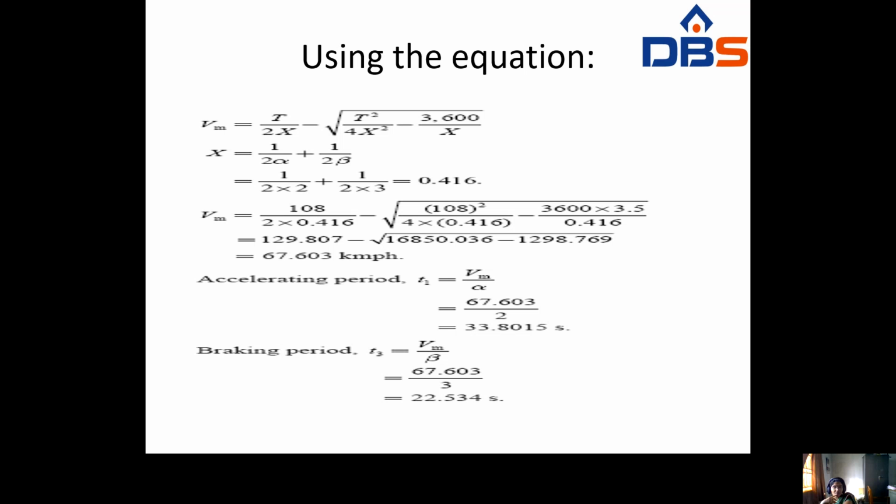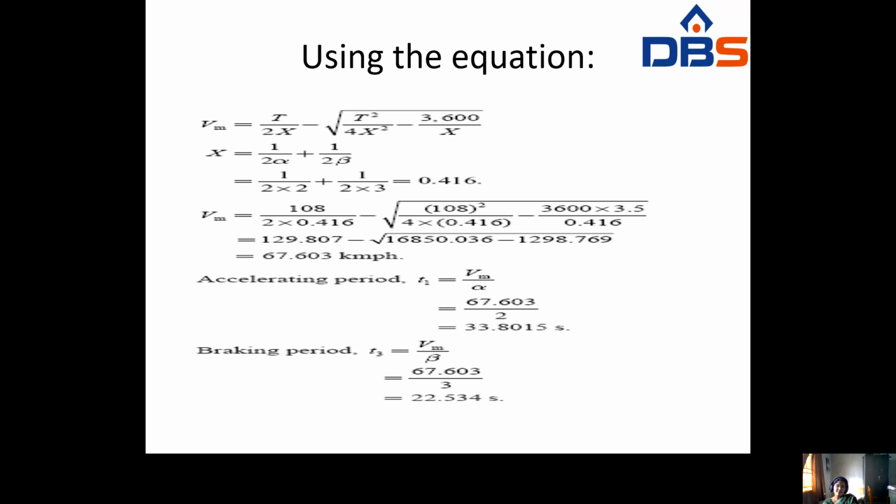So whenever you solve this equation, you can get the Vm value as 67.603 kilometers per hour. At that time you have to take the accelerating period. Accelerating period d1 equals Vm by alpha. So Vm 67.603 by alpha, whose value is given in the problem as 2.